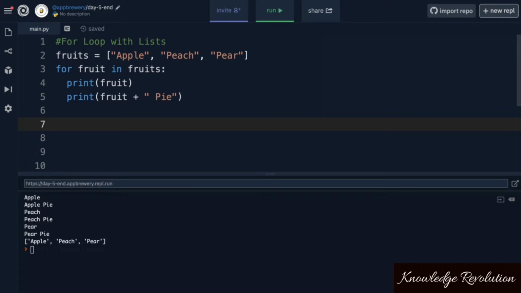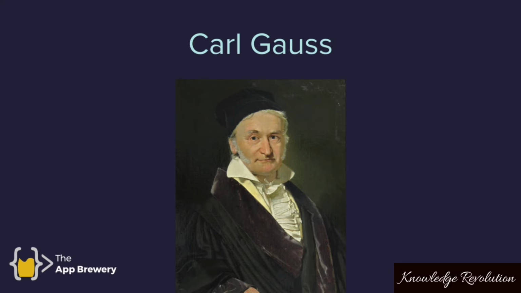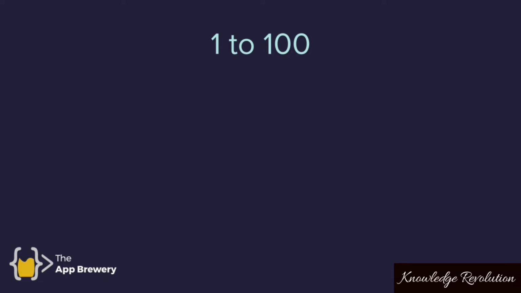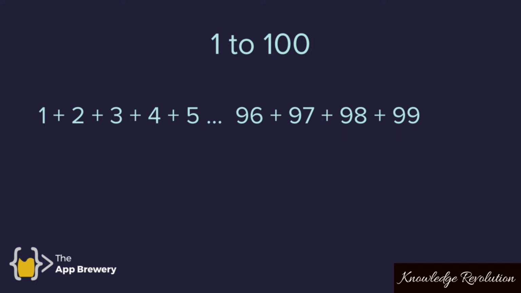And a good example of this is when Carl Gauss, the German mathematician, was just a child. When he was 10 years old, his math teacher gave him an exercise that she probably thought would tie him up for a little while. And the idea was to get him to add all of the numbers from 1 to 100. So 1 plus 2 plus 3 plus 4 plus 5, etc. All the way until 100.